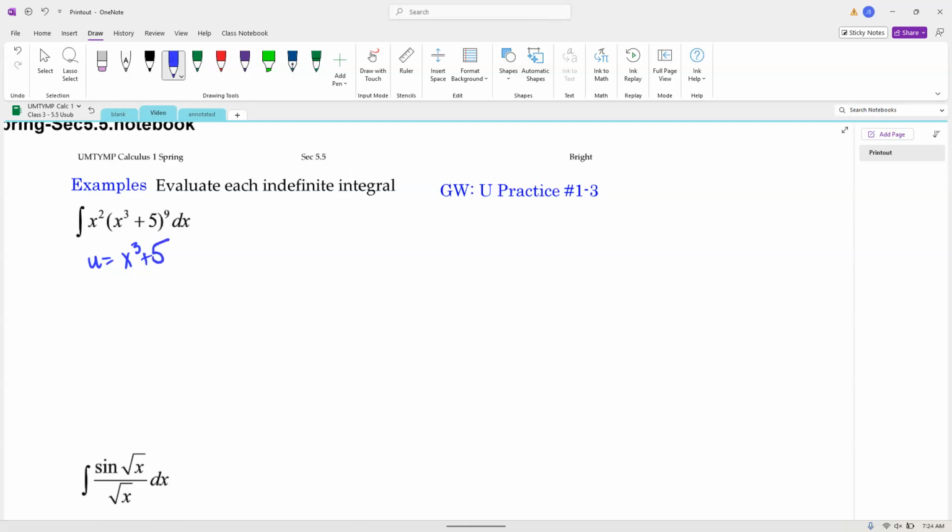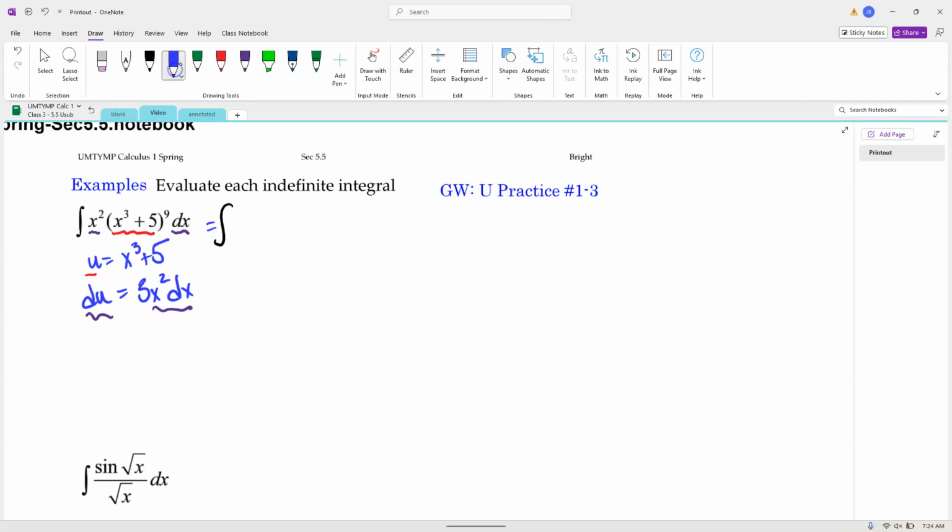And so now what I'm going to do is differentiate this implicitly. Differentiate this implicitly, I get 3x squared dx. And so then if I think about how this is represented in my integral, my integral would transform, okay? So u is this bit in here, and then du would be 3x squared dx, right? So then only the 3 is present.